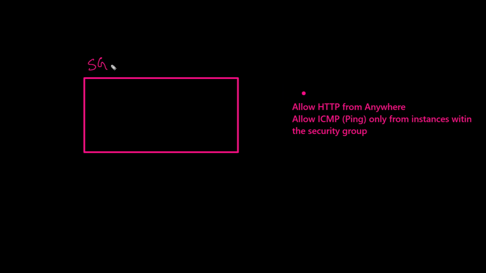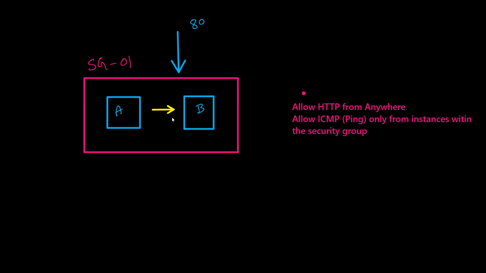So if this is my SG01, and if I have instances here, A and B, I want A and B to be accessed by outside parties on port number 80, and I want communication between these two to only happen on the ICMP protocol, and that would allow A and B to communicate. Now before that, a question to you: is communication between A and B currently allowed or not?